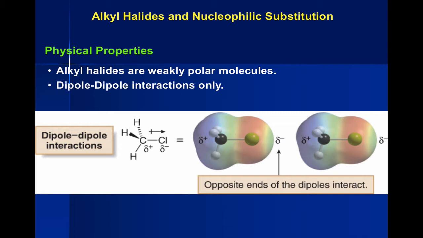Physical properties with alkyl halides, of course, because there's a polar bond, as you can see in the picture, you're going to have a situation where the electronegative halogen atom is going to pull electron density to itself and create a dipole within the molecule. So alkyl halides pretty much have dipole-dipole interactions as well as van der Waals, of course, just as everything does.